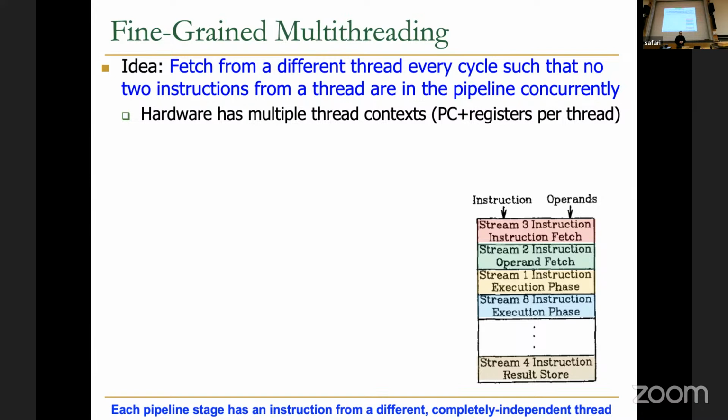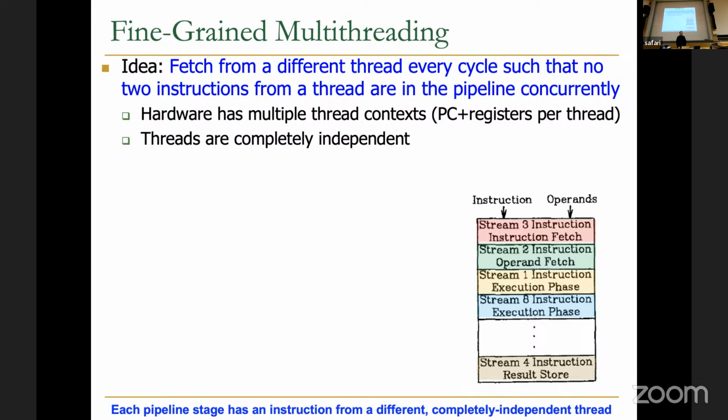But here, since you want to quickly switch between the instructions, you need to have the context inside the hardware. So you need to have multiple program counters, for example, or a number of registers per thread. And that's one of the reasons why fine-grained multithreading is quite costly in hardware. But that's actually a very good idea. And as I said, GPUs are heavily using that.